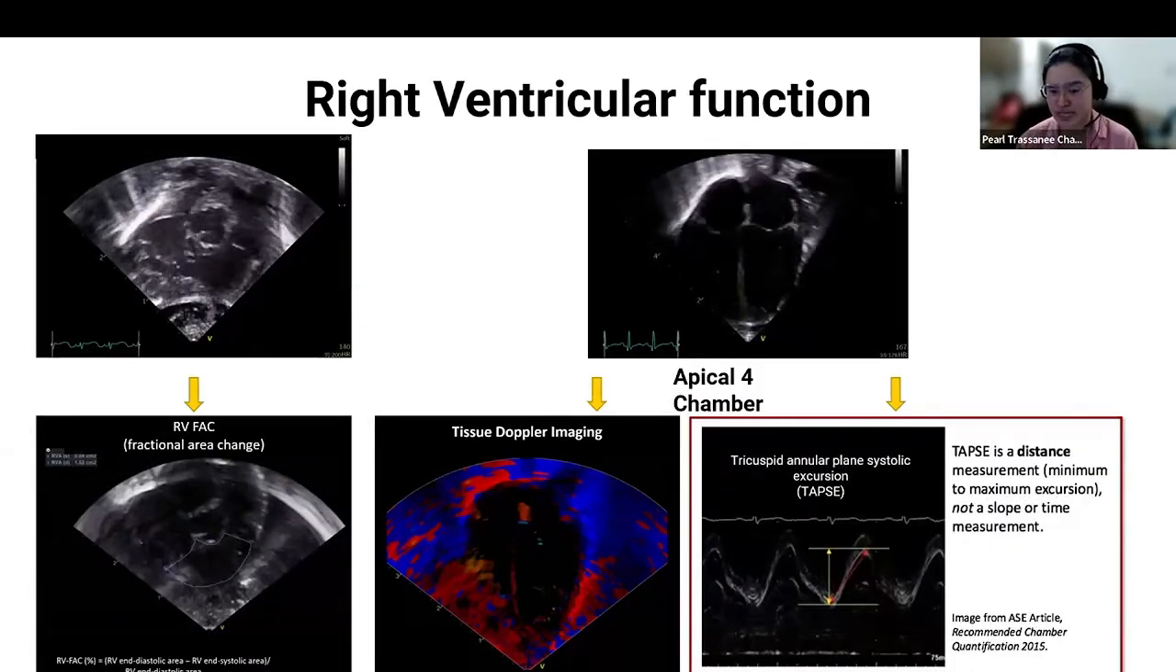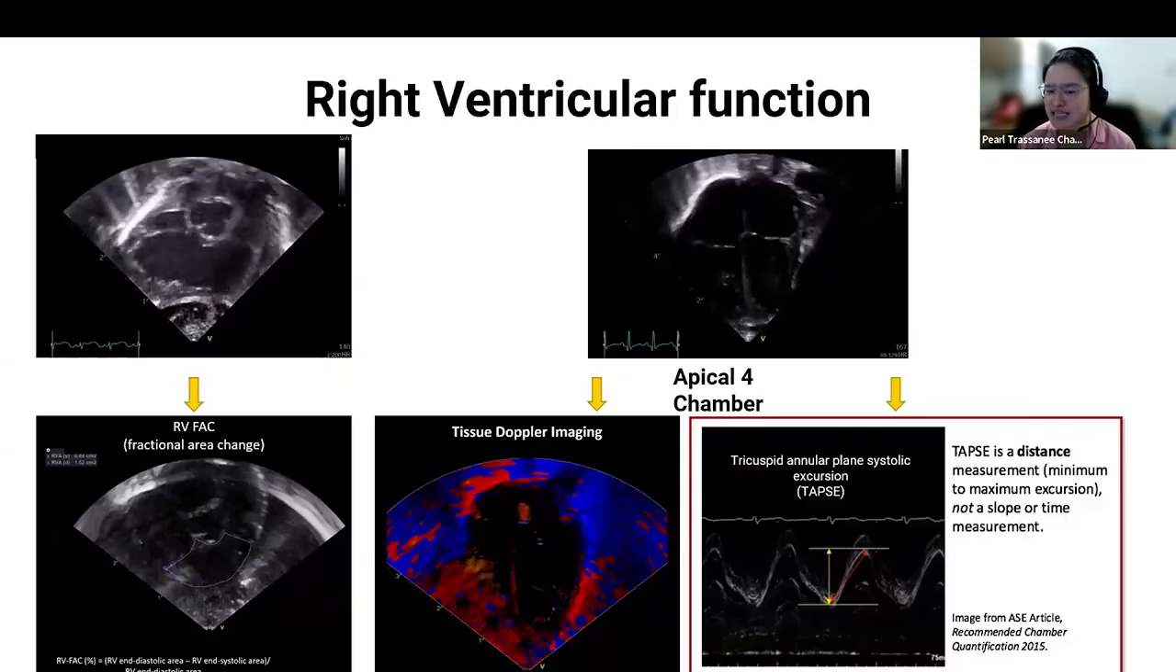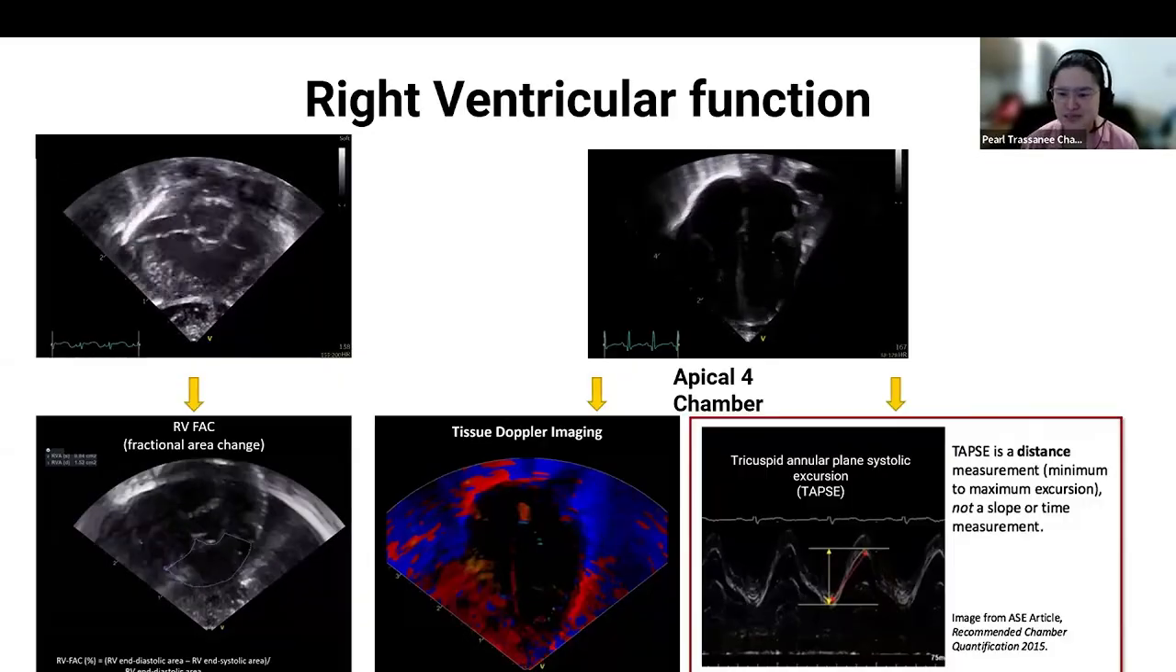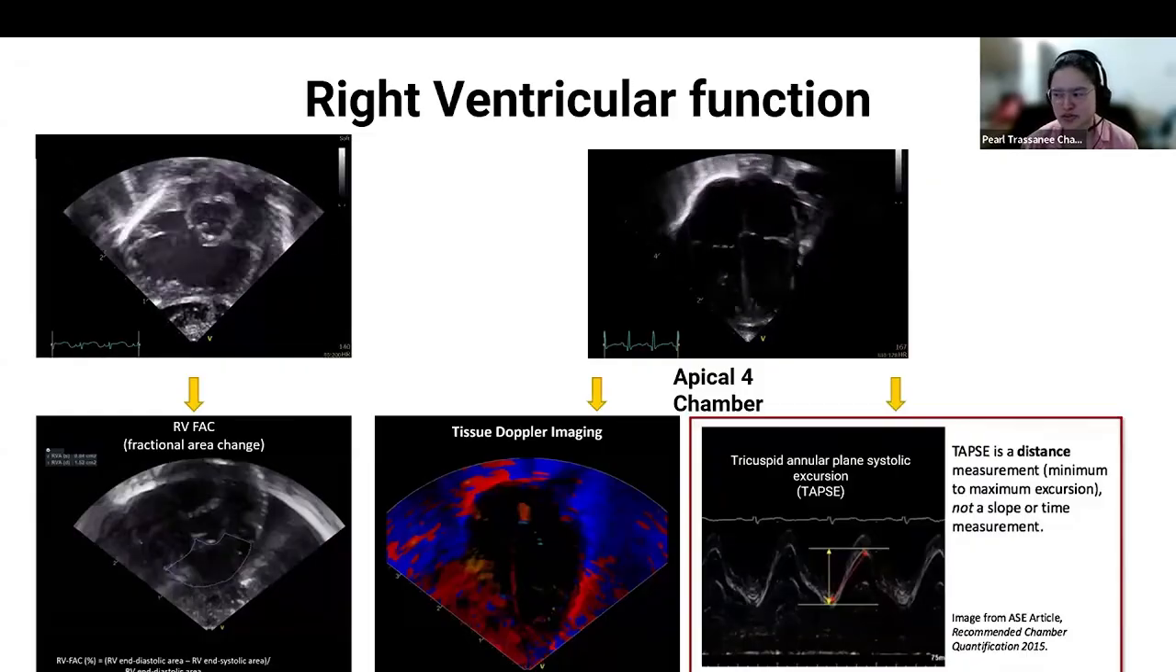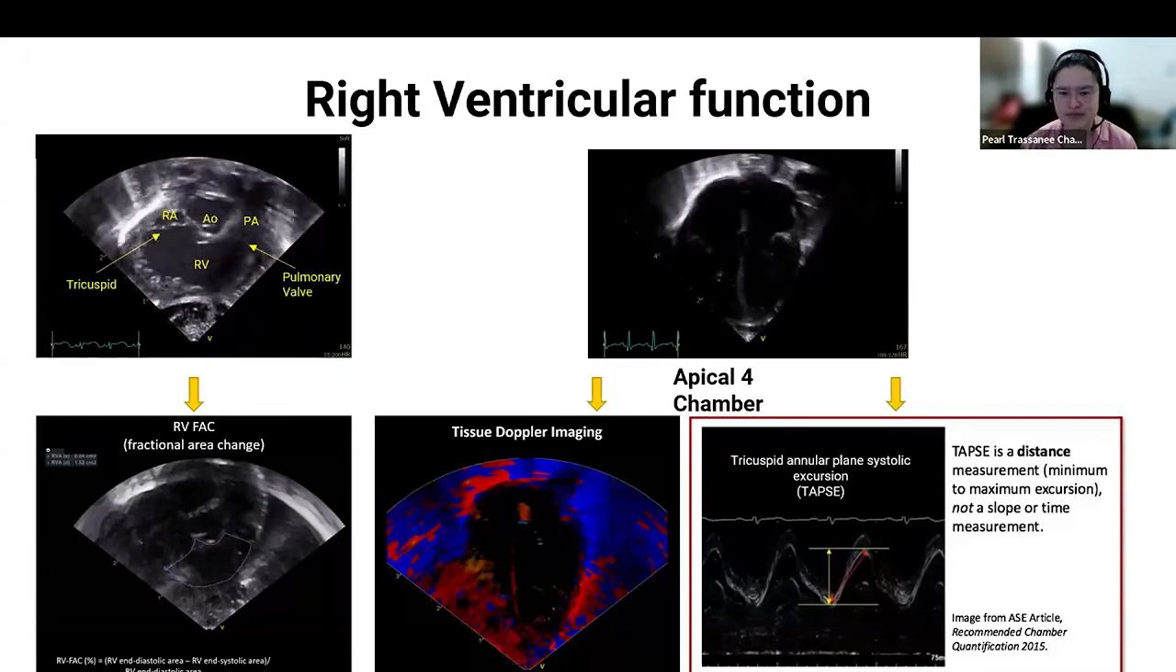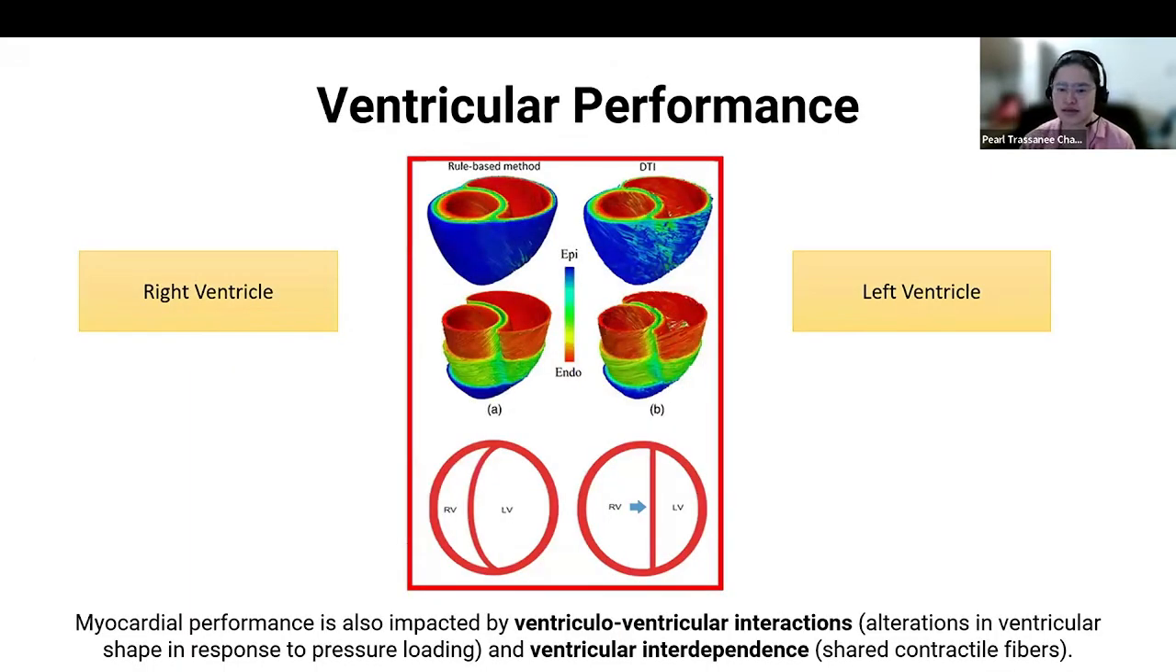Similarly, for the right ventricle, we typically assess tricuspid annular plane systolic excursion, fractional area change, as well as tissue Doppler imaging. Assessing ventricular performance in pulmonary hypertension goes beyond simply measuring contractility. We also need to understand how the right and left ventricles influence one another. This concept is known as ventricular-ventricular interaction.